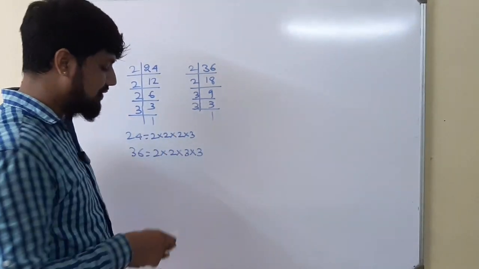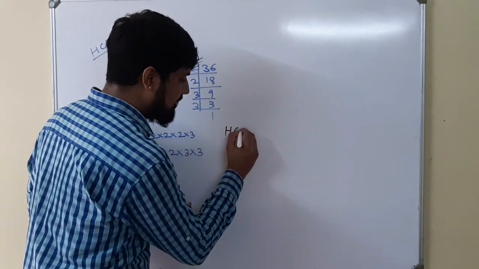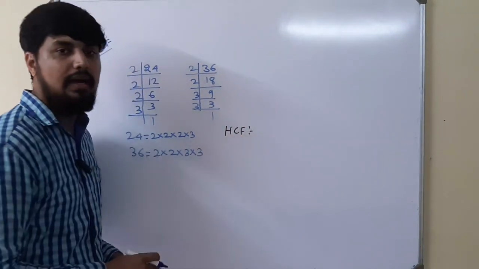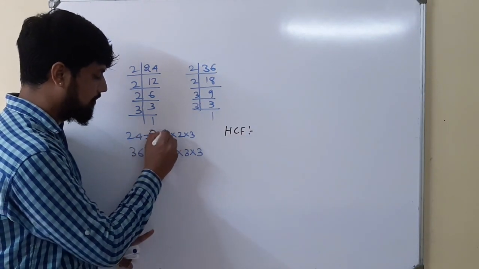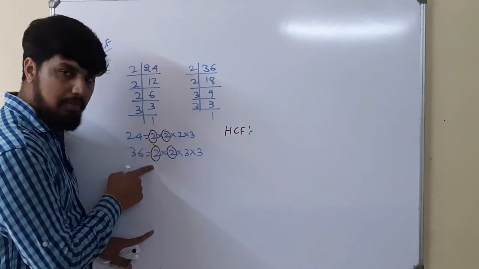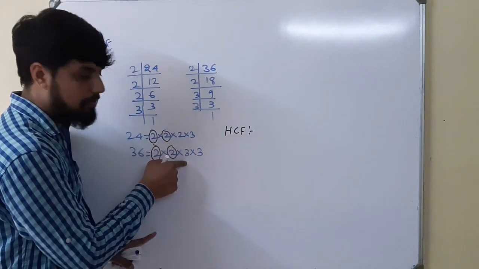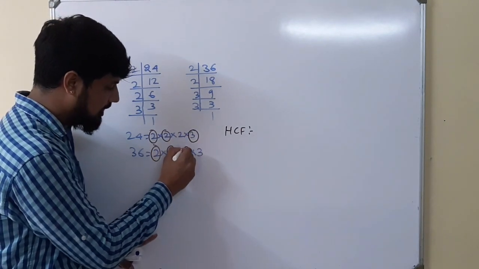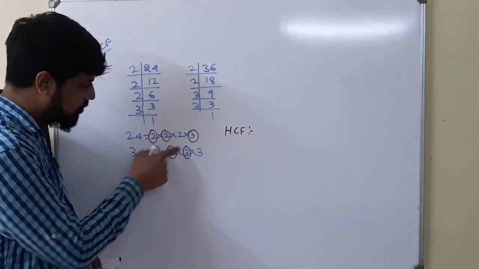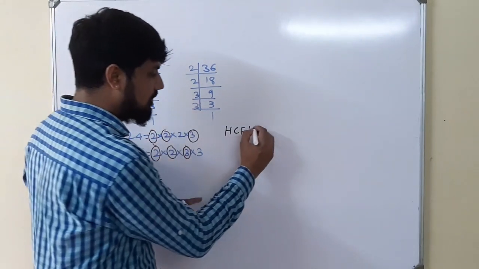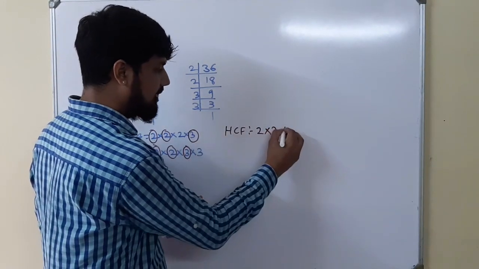Now once we get the prime factors of the numbers, then for finding the HCF, the highest common factor, we have to look for the common factors in these numbers. See, this 2 is common, this 2 is also common. For the third 2 there is no common pair. For this 3, yes, there is a common pair, and for the other 3 there is none. So we can see this 2 is common, this 2 is common, and this 3 is common.